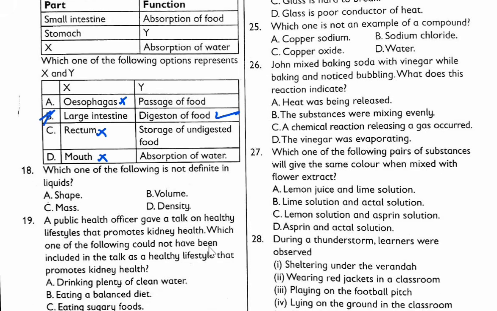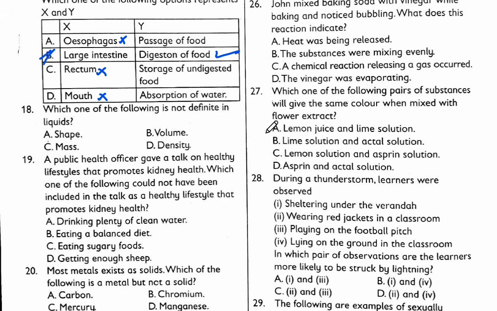We continue to 18. Which one of the following is not definite in liquids? A, shape; B, volume; C, mass; D, density. You know that volume is definite, also density is definite, and also mass. The one which is not definite is shape, because liquids don't have a shape, they take the shape of a container. Therefore, for question number 18, the correct answer is A.